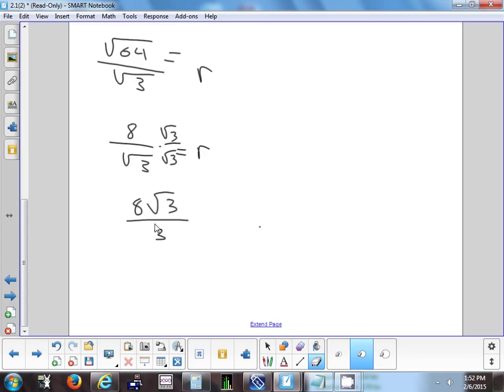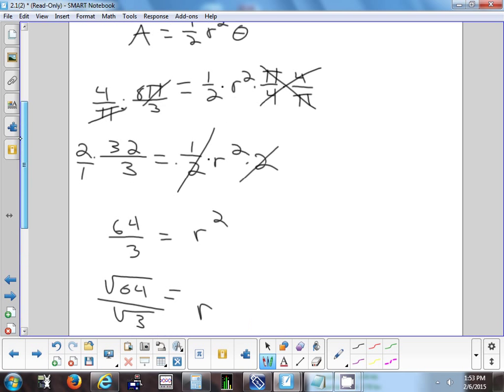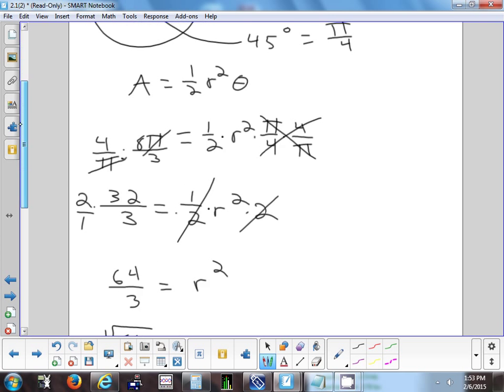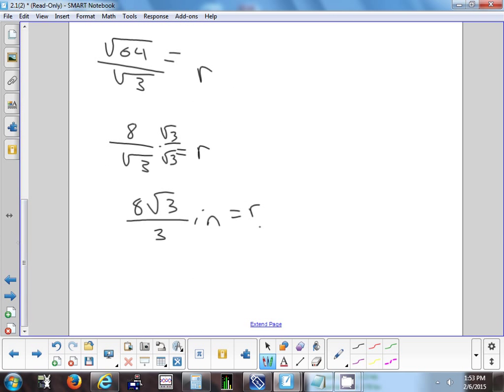Okay, leave a little space to write your units in. Radius is a length, not an area. That's a length. So I got to go back up and look at my lengths. Inches. Okay, I think that's the hardest type because you got to deal with the square root.